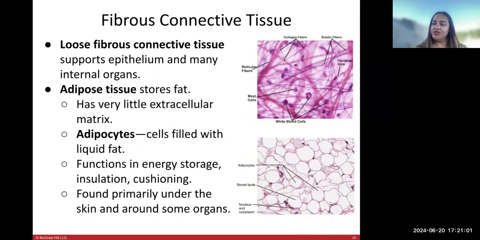Loose fibrous connective tissue supports epithelium and many internal organs. Adipose tissue stores fat. It has very little extracellular matrix. If you look at it under a microscope, it really just looks like big white bubbles with thin lines in between. Adipocytes are the cells filled with liquid fat. It functions in energy storage, insulation, and cushioning. It's found primarily under the skin and also some organs.